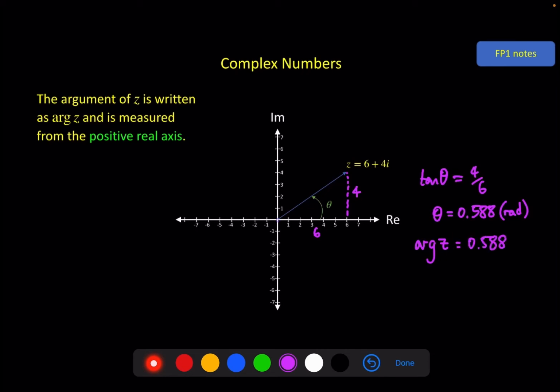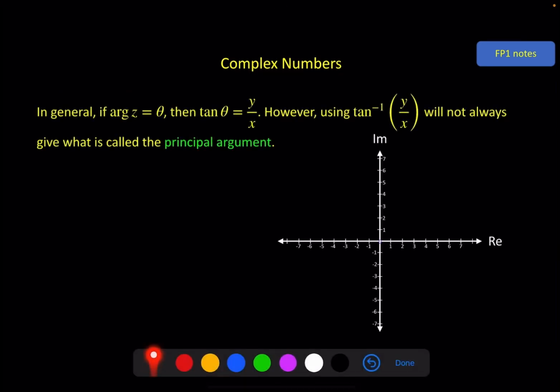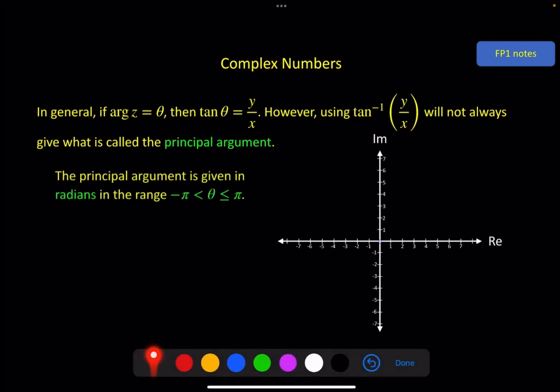But while in general you can use tan theta equals y over x to find theta, you have to be careful whether this is what is called the principal argument or not. And this is just an angle that is specifically in the range minus pi to pi. I'll go through the 4 different quadrants of the graph and quickly show you each of the angles and the arguments. So we already had this one here. If z is over here, then this angle here is theta, and the principal argument is theta.